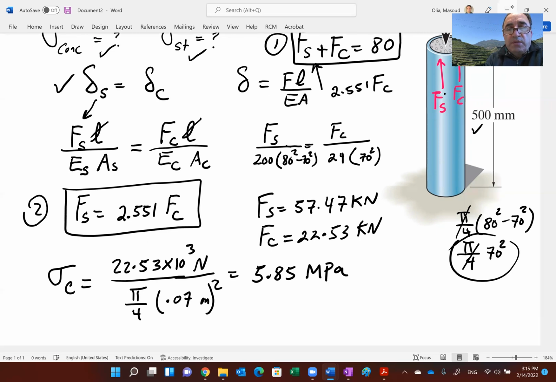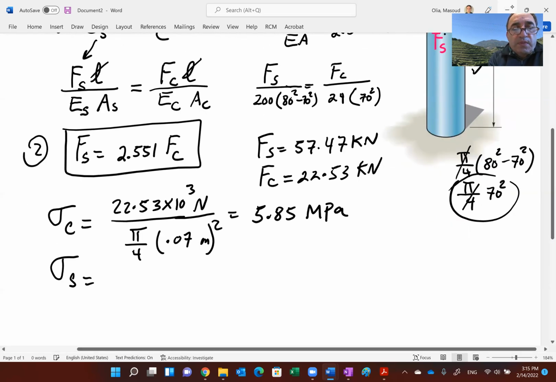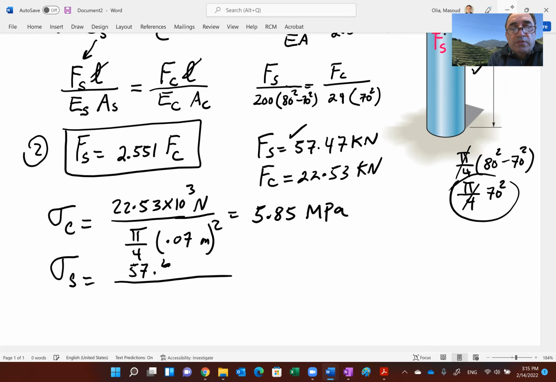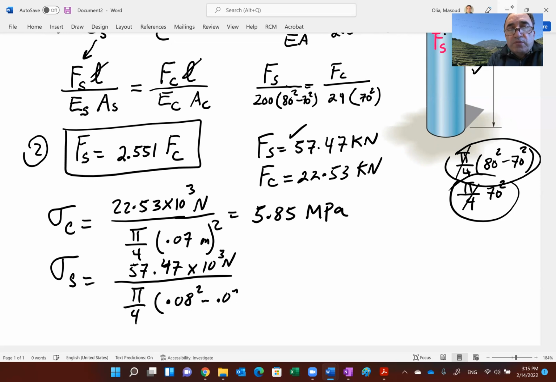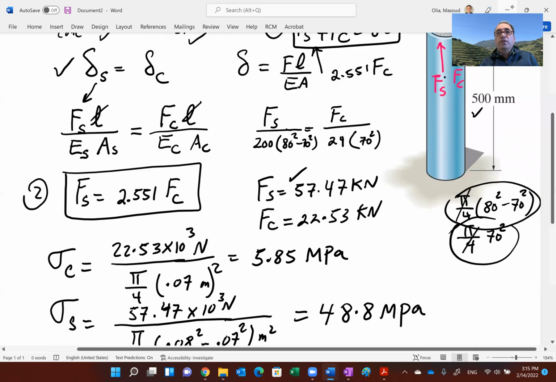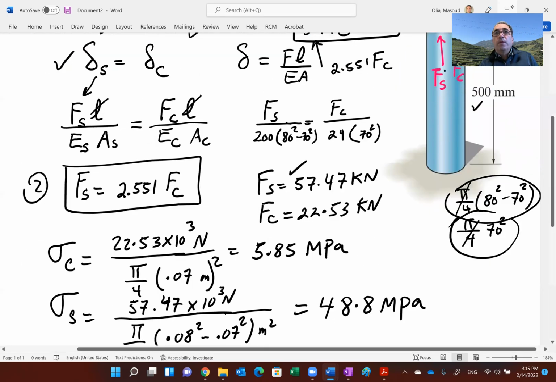megapascal. And then similarly, sigma in the steel pipe, the force, again, kilonewton has to be converted to newtons, right? And remember, the area is that, of course, the unit has to be adjusted: 0.08 squared minus 0.07 squared. Of course, that's going to be meters squared eventually. And if you do the calculation here, you should get about 48.8 megapascal.